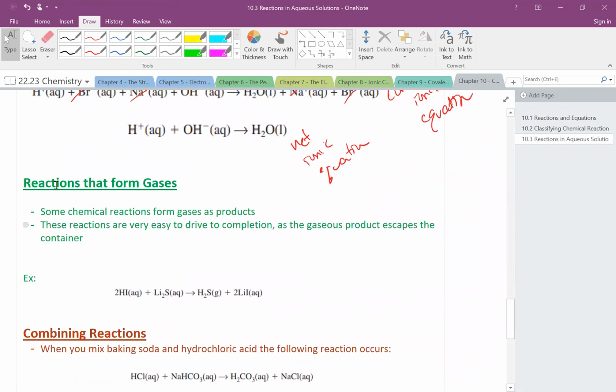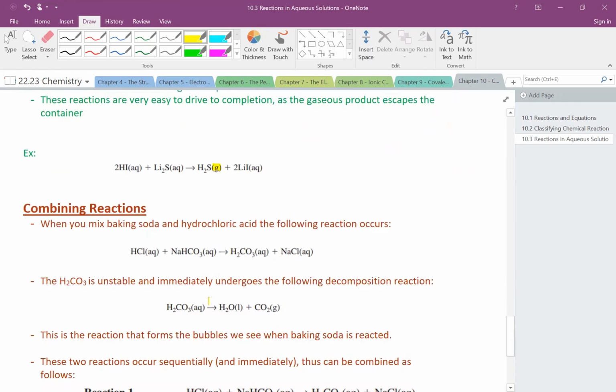Two more examples. Some reactions can produce gases. Many reactions produce gases. These are very cool, very visual. These reactions are fun and very easy to drive to completion because the gas escapes. And you can see that is denoted in our chemical reaction with a gas as the product. So these reactions are very common and very interesting, but just look for the gas as a product.